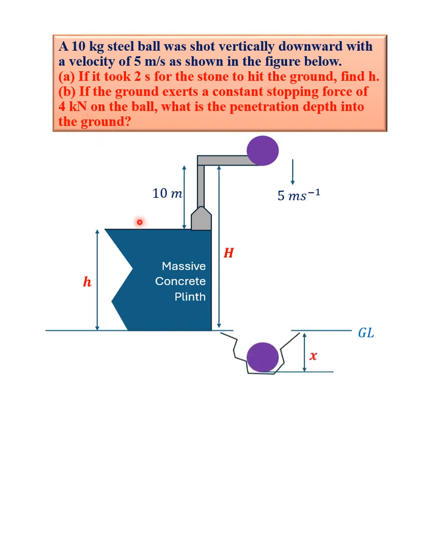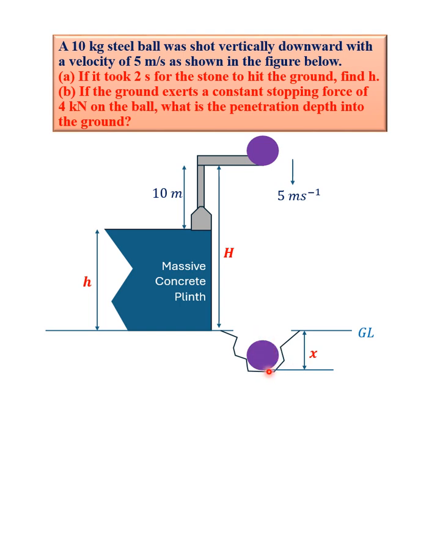This is the scenario we are talking about. The ball fell to the ground, it penetrated into the ground through a distance x until it eventually stopped. What stopped the ball was a force that the ground exerted on the ball equal to 4 kilonewton. So we are just going to calculate the penetration depth x of the ball as it hits the ground and penetrates into the ground.